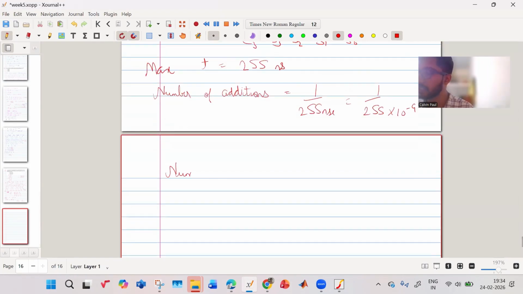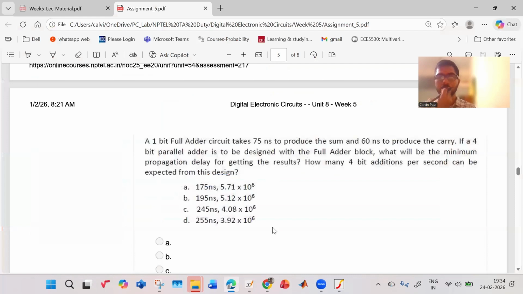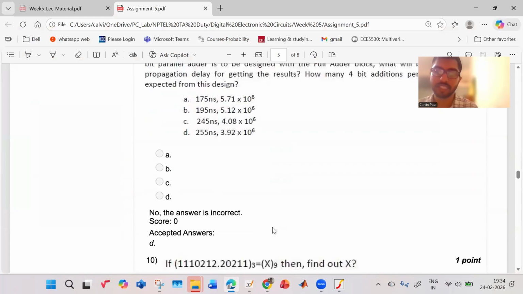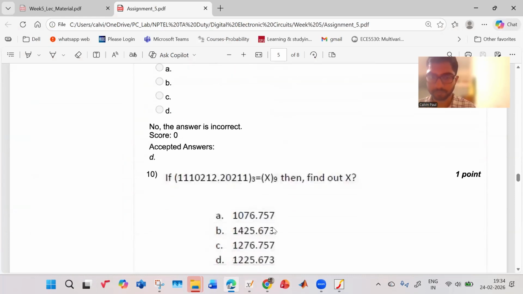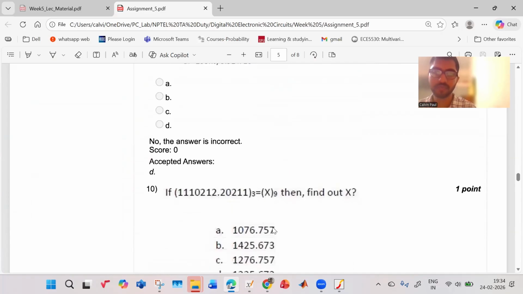Your number of additions is actually 1000 into 10 to the power 6 by 255. Okay, that will get you some 3 point something, which is 3.92 into 10 to the power 6. Okay, so this is the question regarding propagation delay. We'll go to the next question.